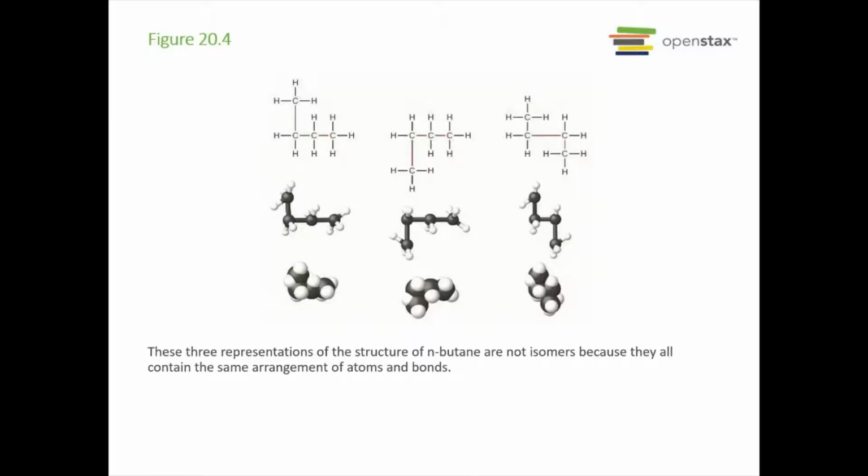Now, all 3 of these structures that are shown here are all n-butane. They're not isomers of each other because they actually have the same arrangement of atoms and bonds. You have 4 carbons in a row in a straight chain, or continuous chain maybe is a better way to say that, each with the same number of hydrogens. It's the same molecule.